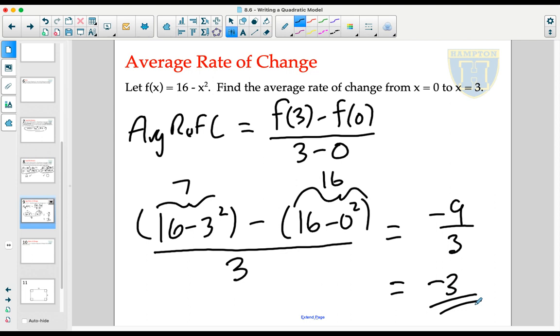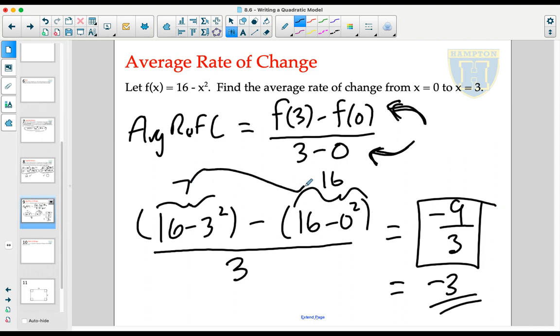What does that tell us? Well, for each unit of x, this function changed on average negative 3 values of the dependent variable. It's not a great way to say it, but for every one change in x, we got a negative 3 change in the value of the function. You can see that right here. So as we go from one value to the next, the value of the function went down 9, but it took 3 units to do that, which means on average, the rate of change is negative 3.